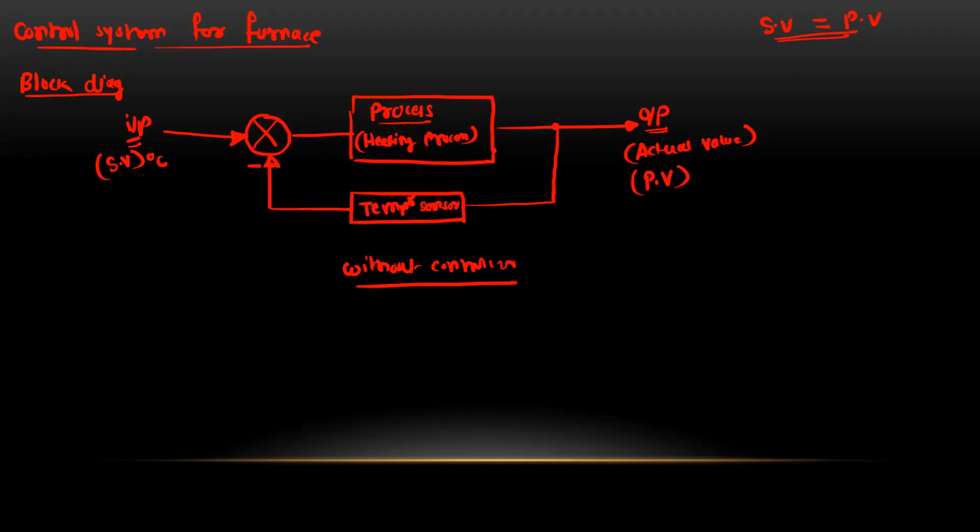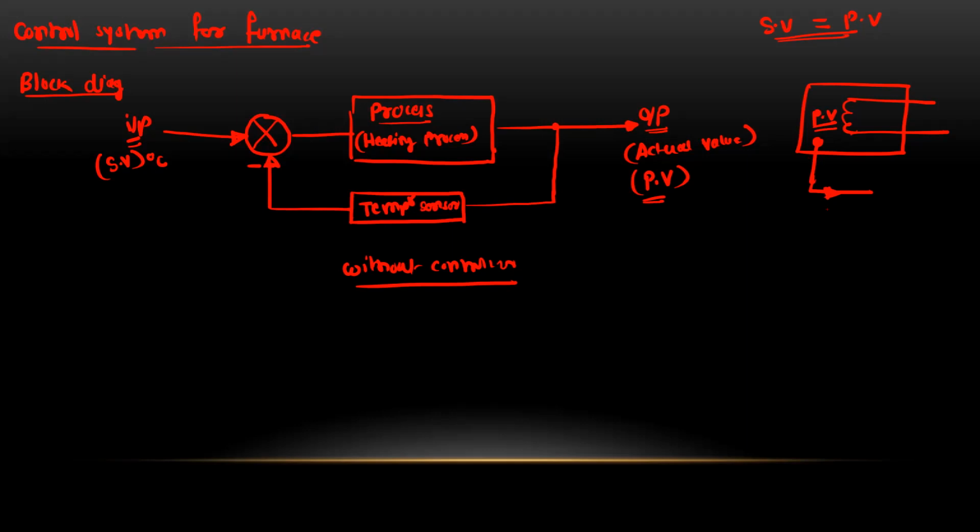Okay, so here the output is the temperature in the furnace. If this is a furnace and this is the heating coil, then we have one feedback element, that is the sensor. This sensor will sense the actual temperature, or the process value, in that furnace. This process value is sensed by the temperature sensor, which is generally a thermocouple.